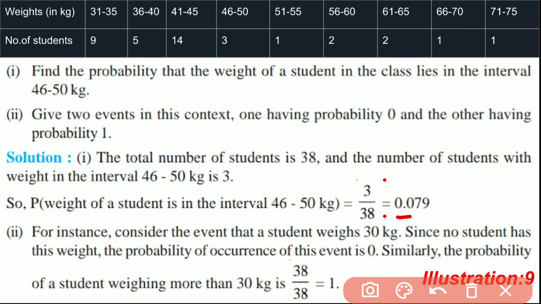3 divided by 38 will result in 0.079. Next, given two events in the context, one having probability 0 and another having probability 1. Here for 0, no student has the weight occurrence over the 0, as we can see. But for the probability 1, the solution has probability 1. So none of the students is given in any two-event context.